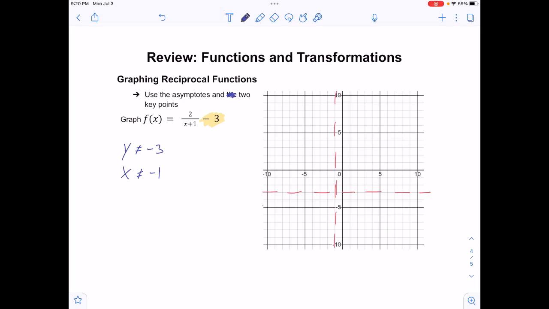I'm going to create a table of values here, an x and an f of x. And I'm going to sub in something nice and easy. I'm going to sub in when x is equal to 0. Let's figure out where my function is located at. Here I'm going to have 2 divided by 1, because 0 plus 1 is 1. So 2 divided by 1 is 2. Take away 3 is -1. So when x is 0, my f of x is equal to -1, which is over here. So that's going to suggest that I have a curve that way, right here.